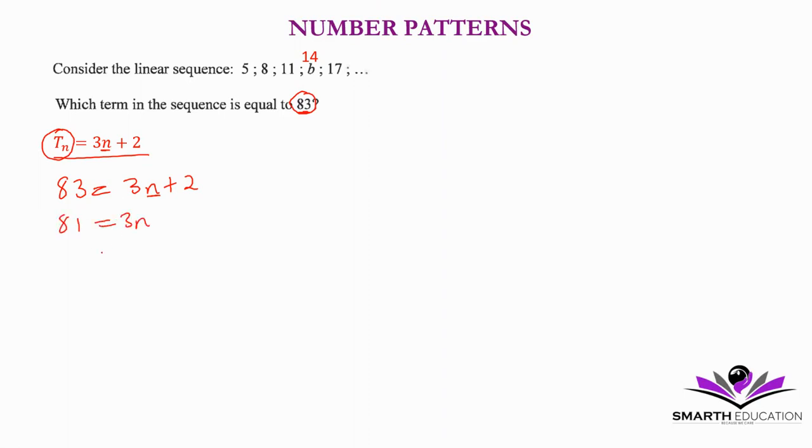Then divide by 3 on both sides. 27 is equal to n. So it means 83 is term number 27. Okay, so we can say even T27 is equal to 83.